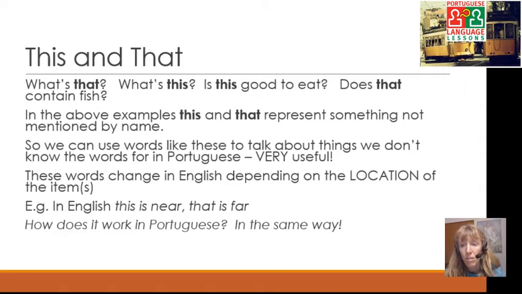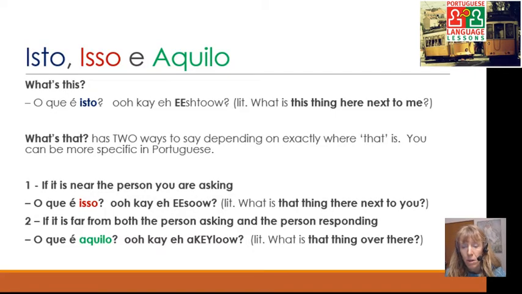In English, the words this and that change depending on the location of the item in relation to the person talking. So this is near, like aqui, that is far. Okay, so these words this and that in Portuguese work in a very similar way. But we've got three. We've got isto, isso, and aquilo. So it's all related to what we were talking about with aqui, aí, and ali.